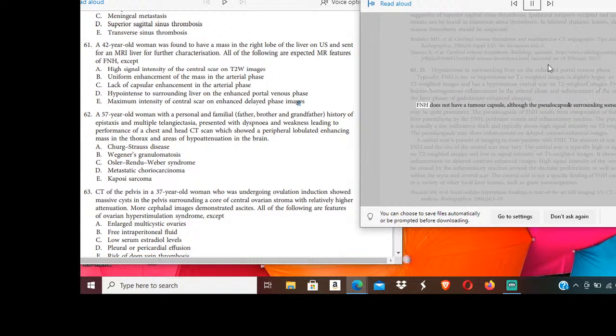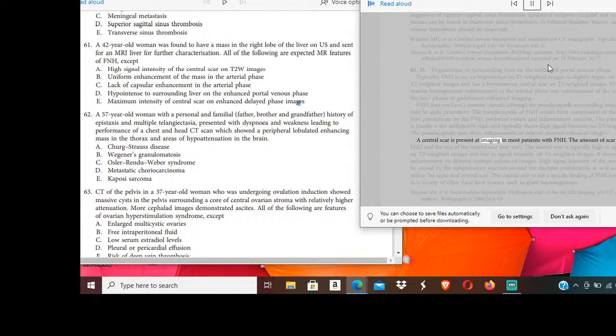FNH does not have a tumor capsule, although the pseudocapsule surrounding some FNH lesions may be quite prominent. The pseudocapsule of FNH results from compression of the surrounding liver parenchyma by the FNH, perilesional vessels, and inflammatory reaction. The pseudocapsule is usually a few millimeters thick and typically shows high signal intensity on T2-weighted images. The pseudocapsule may show enhancement on delayed contrast-enhanced images.